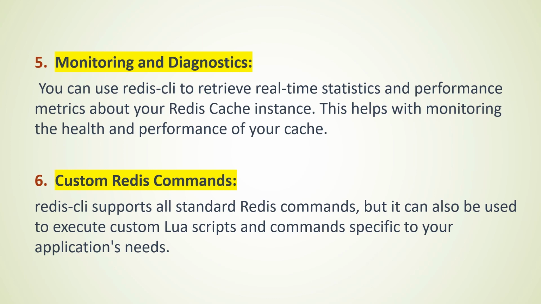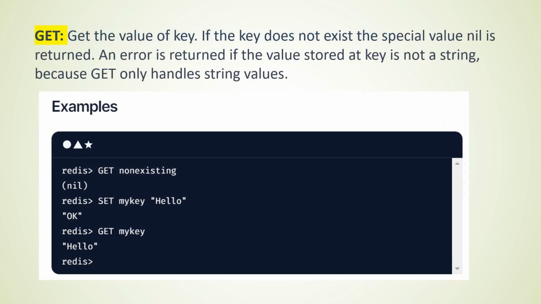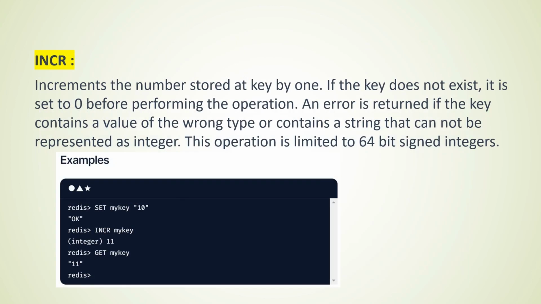SET: set the value of a key. GET: get the value of key. If the key does not exist, the special value nil is returned. An error is returned if the value stored at key is not a string, because GET only handles string values. DEL: delete one or more keys.